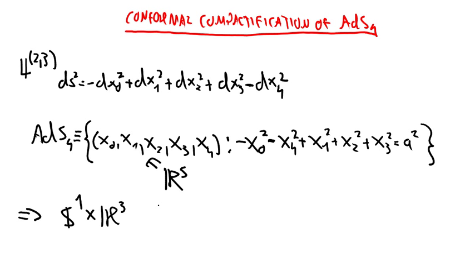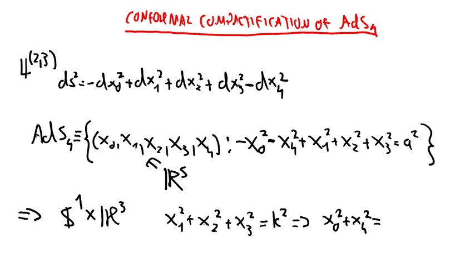You can just take the set of points such that x1 squared plus x2 squared plus x3 squared is some constant k squared. Then this means that x0 squared plus x4 squared is minus a squared plus k squared, right?